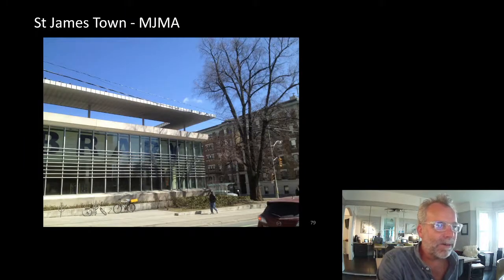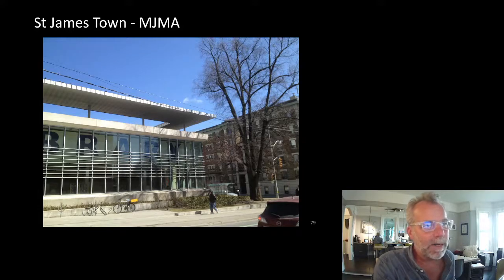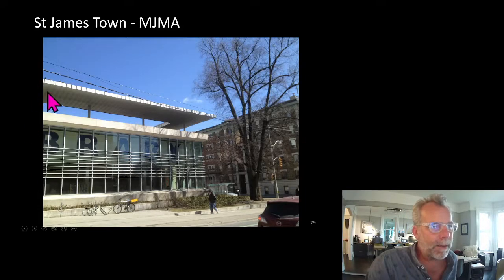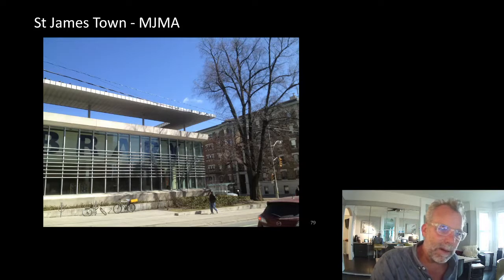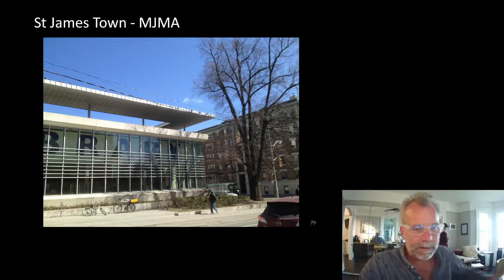Okay, here's a funny story. This is the St. Jamestown project with McLennan, Yonko, and Miller. MJMA wanted a canopy, a big wide canopy on a single row of slender columns. And I said, we can do that. We had just done Yonge Dundas Square. We knew all about big canopies on a single row of columns. We said, sure, we'll do it.